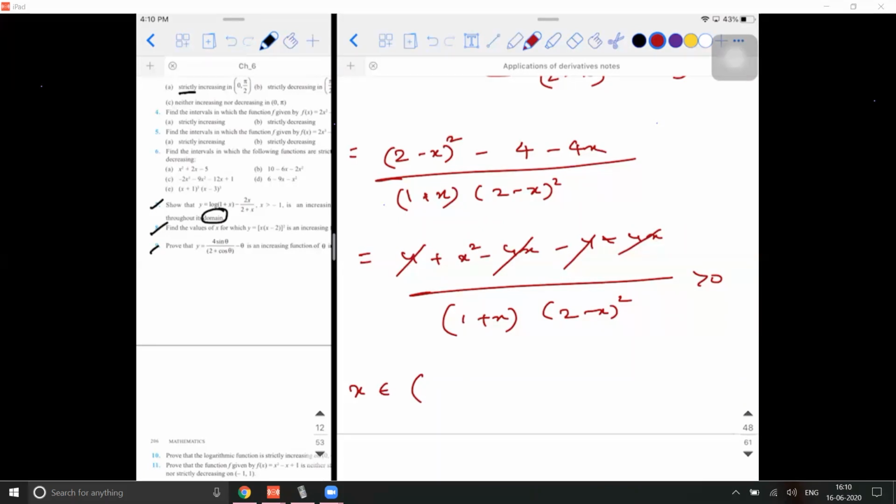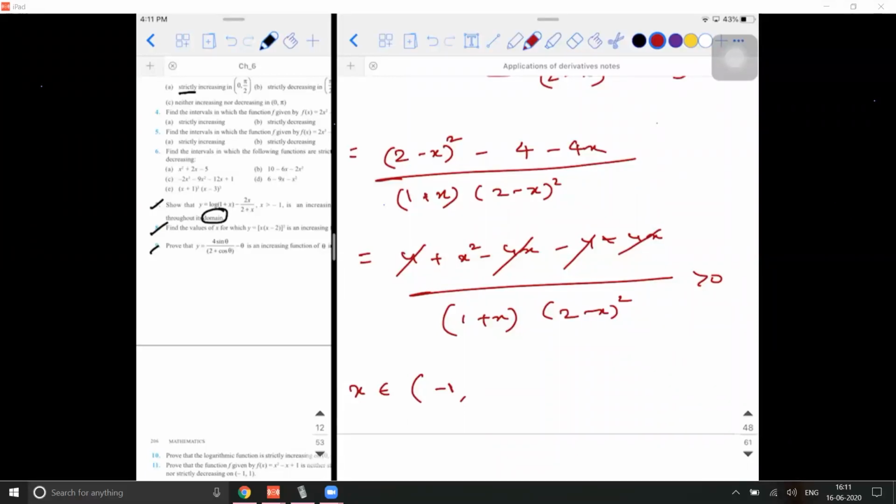So where is it increasing? So x belongs to, can you tell me the points? Minus 1. Anybody else who can tell me? Infinity. Yeah. Increasing, for increasing. Minus 1.